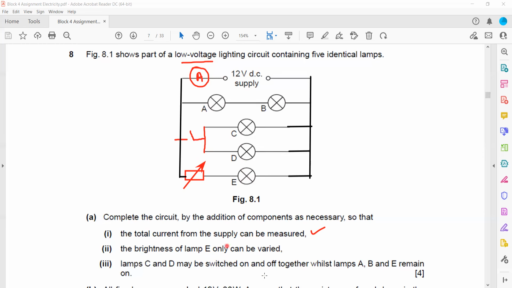And lamp C and D may be switched on and off. So if you want to switch these lamps on and off, it means we need a common switch. That's why we connect them by a single wire and then one switch. So when this switch is closed, the lamps C and D will work. If it is open, the lamps C and D won't work.